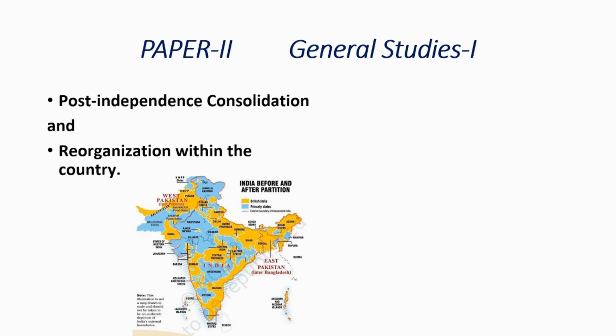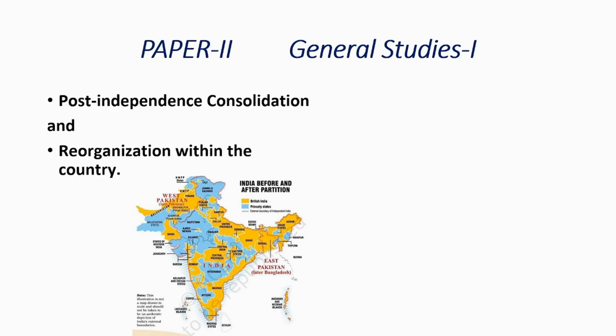Now after independence, we started to consolidate it. We started taking Hyderabad. We started taking Junagadh. Kashmir was a big issue. It could not be taken properly. So that is why you still see Kashmir was not fully consolidated in India. Some of the Kashmir is with Pakistan. We call it Pakistan occupied Kashmir.